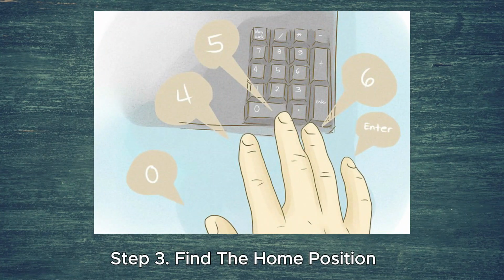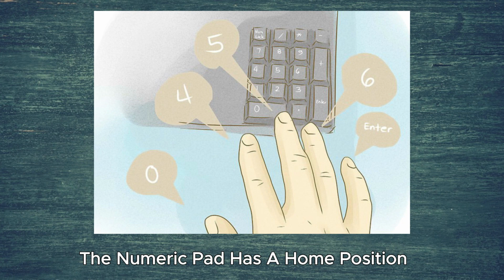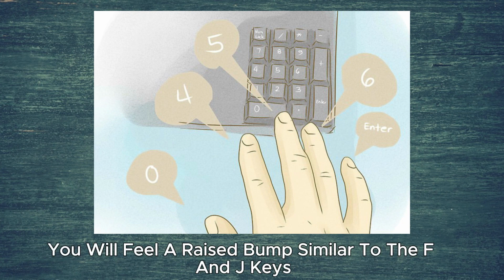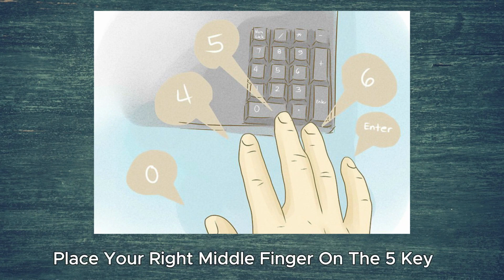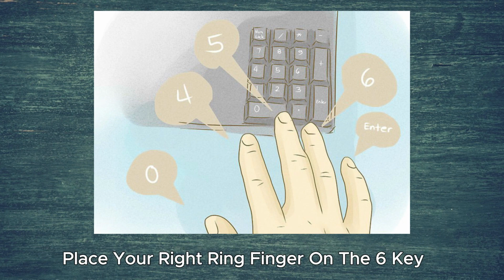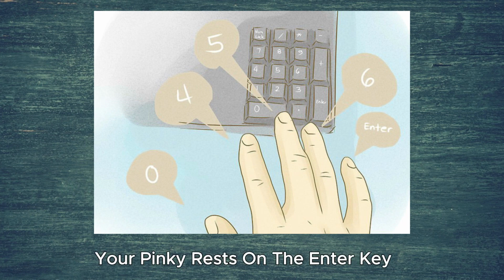Step 3. Find the home position. Like the main part of the keyboard, the numeric pad has a home position. On the 5 key, you will feel a raised bump similar to the F and J keys. Place your right middle finger on the 5 key, and then place your right index finger on the 4 key. Place your right ring finger on the 6 key, and your thumb on the 0 key. Your pinky rests on the Enter key.